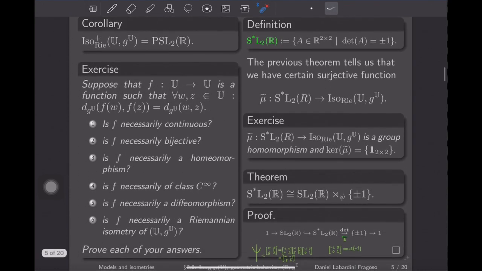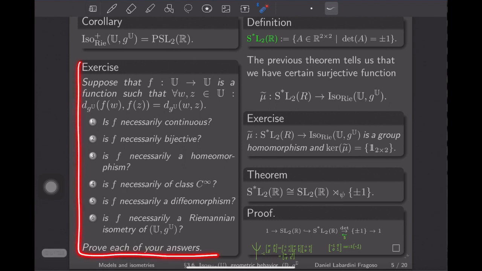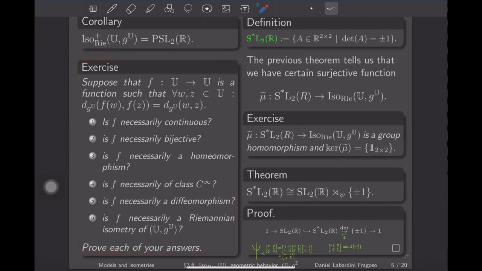Then there is an exercise that asks you to relate the notion of Riemannian isometry to the notion of simply metric isometry, so just an isometry, but only at the level of metric spaces. Of course, every Riemannian isometry of U is a metric isometry, and this exercise asks you to think about the possible converse.